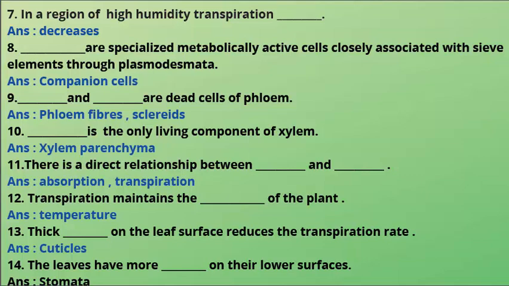The leaves have more dash on their lower surfaces. As we have discussed, the stomata are the minute openings found on the leaf surface and help in the process of transpiration during the daytime when they open up, and they are generally more on the lower surfaces in comparison to the upper surfaces of the leaves. So answer will be stomata.